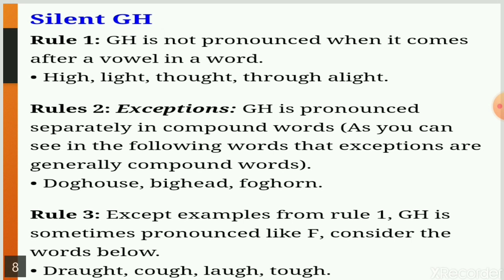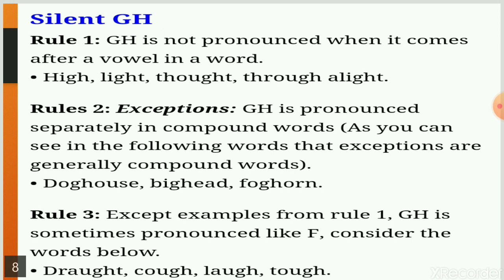Light, GH is silent. Thought, GH is silent. People are saying that thought is not a word, but thought is a word, and the GH is silent. Throw, and alight. And now we can see the rules too.